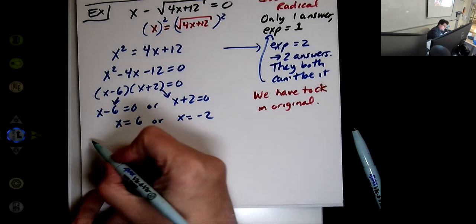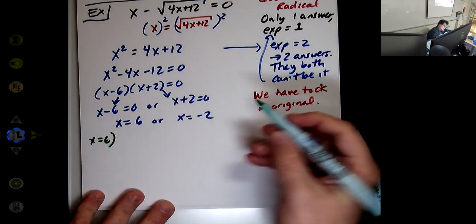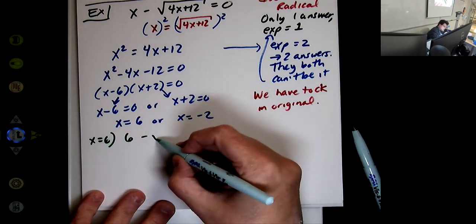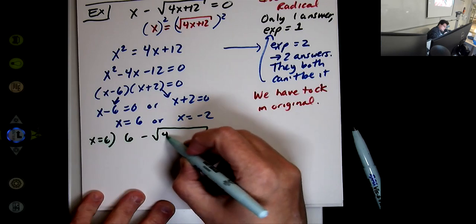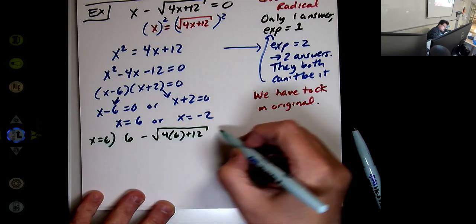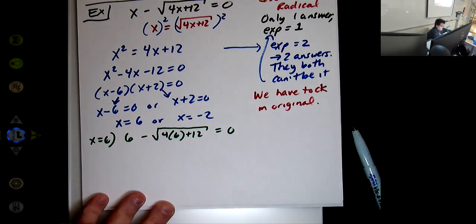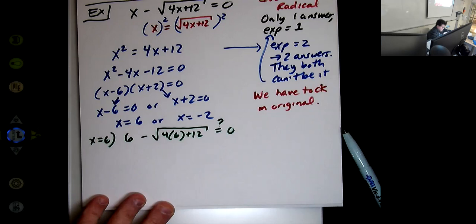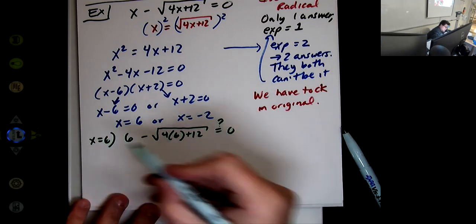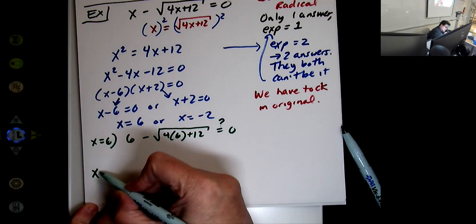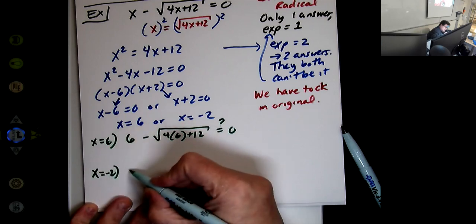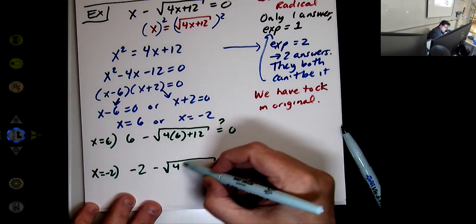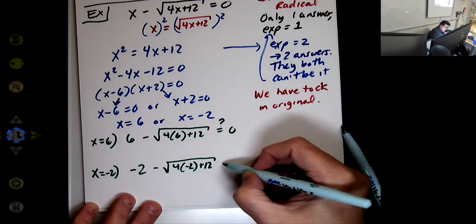If I stick in x equals 6, I have 6 minus square root of 4 times 6 plus 12. Does that equal 0? The other one, x equals -2. I've got -2 minus the square root of 4 times -2 plus 12. Does that equal 0?